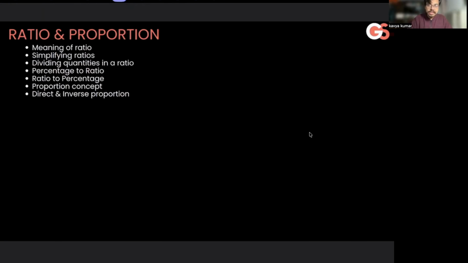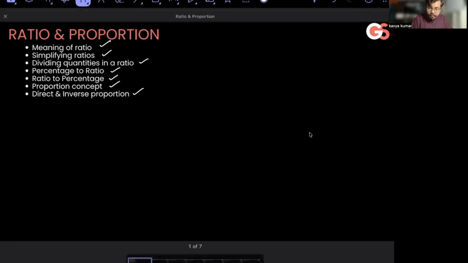So by the end of this session, you'll be able to solve or understand the basic concepts of meaning of ratios, simplifying ratios, dividing quantities in a ratio, percentage to ratio conversion, ratio to percentage conversion, what is proportion concept, and what is meant by or how to identify direct and inverse proportion. So let's start with the basic concept of ratio.